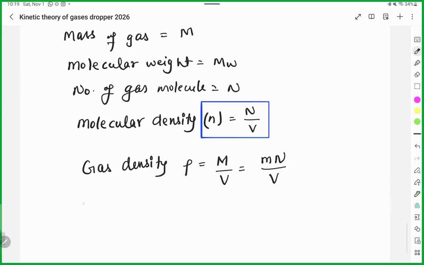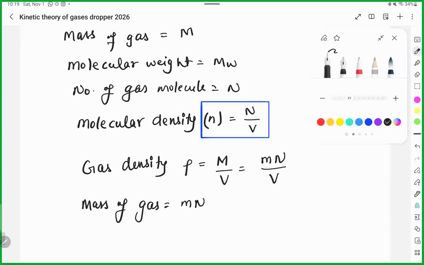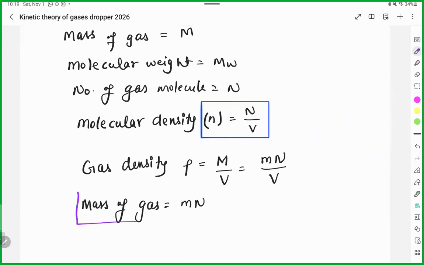So can we also say that mass of gas is equal to the number of molecules and the mass of one gas particle? Though it will look tough, let me give you the easiest way. If one person's weight is 100 kg, what will be the weight of 15 people, each having 100 kg weight? 1500.